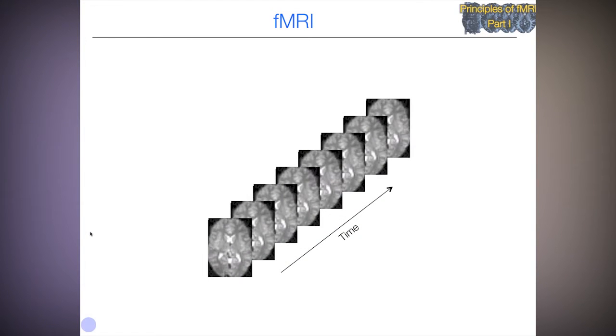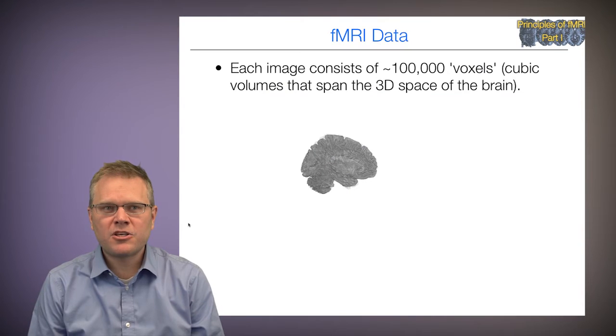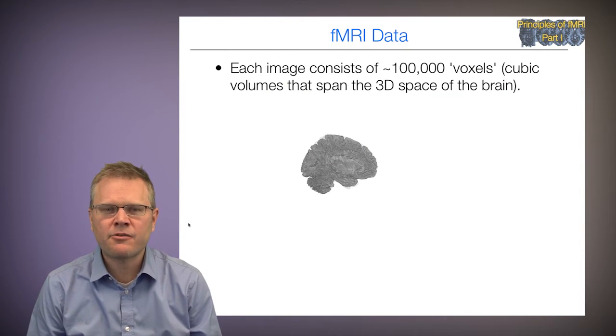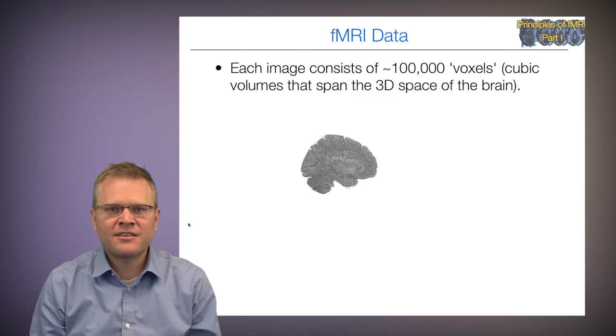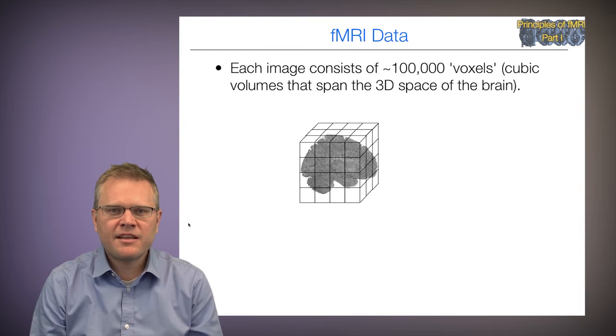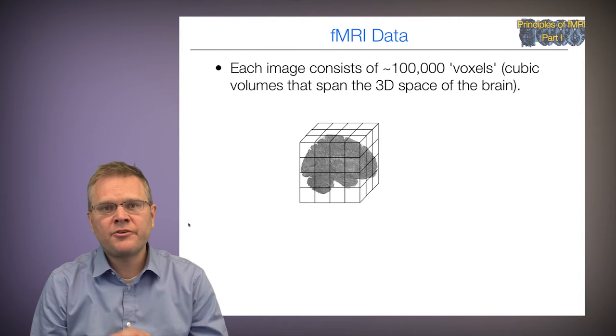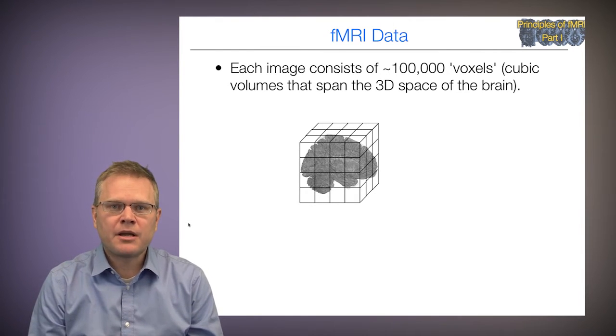So fMRI is, again, functional in the sense that it's measured continuously over time. So you measure the same brain volume multiple times across time. Each of these brain volumes consists of roughly 100,000 different voxels, which are cubic volumes that span the three-dimensional space of the brain. So consider that you have your brain and you put it inside sort of a bounding box. And then you take this box and you split it up into 100,000 equally sized boxes. Each of these are the fundamental unit that we work with in fMRI. They're called voxels, or volume elements.